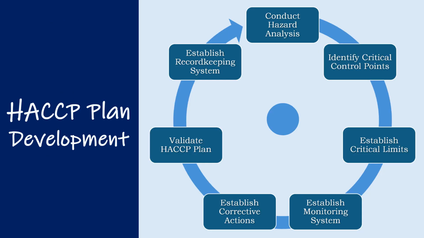The HACCP plan development methodology is a 7-step process. The steps are: conduct a hazard analysis, identify critical control points, establish critical limits, establish a monitoring system, establish corrective actions, validate the HACCP plan and verification system, and lastly, establish a record-keeping system.